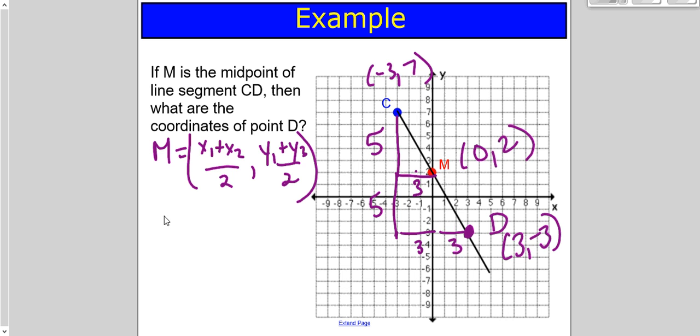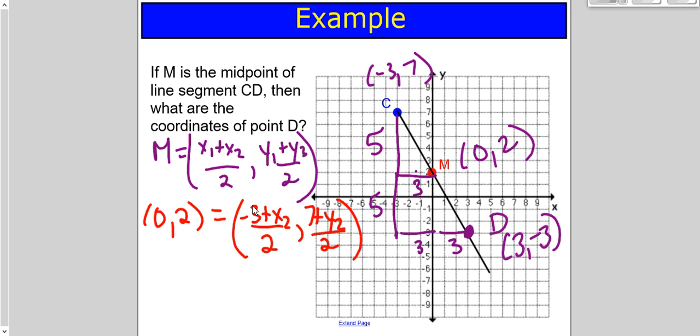In this case, I happen to know that my midpoint is 0 comma 2, so 0 comma 2 is equal to, my first x is negative 3 plus a second x that I don't have, and y is equal to 7 plus a second y value that I don't have. Now I can take each one of these, and this is x, and this is y, so I can put them equal to their proper coordinates. So 0 is equal to negative 3 plus x2 over 2.